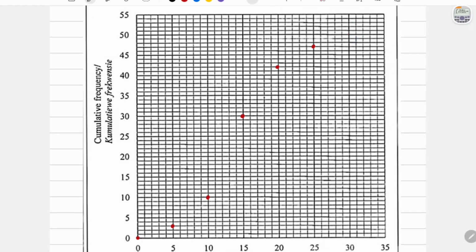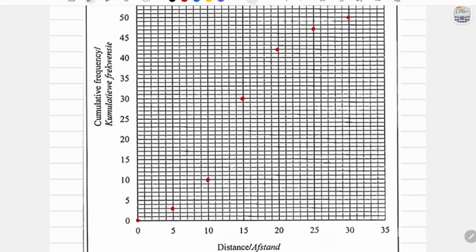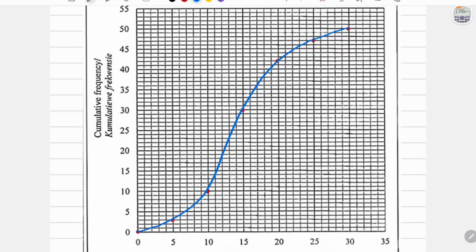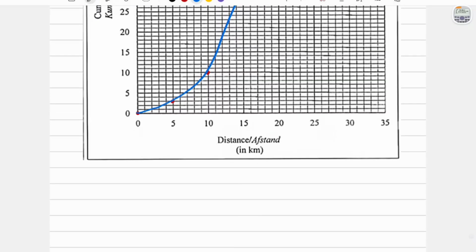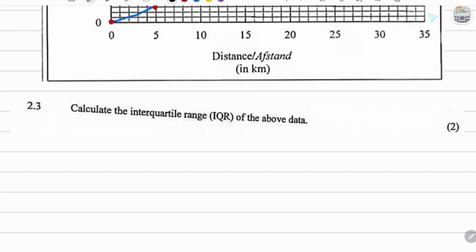Then we're just going to join these points, and it's really just going to create a curve. So I'll just use another bright color. So let's use blue. You're going to just draw it, and it's going to be a curve like that and down on there. Okay, so there we go. There's our ogive, and we can go ahead and move on to the next question.